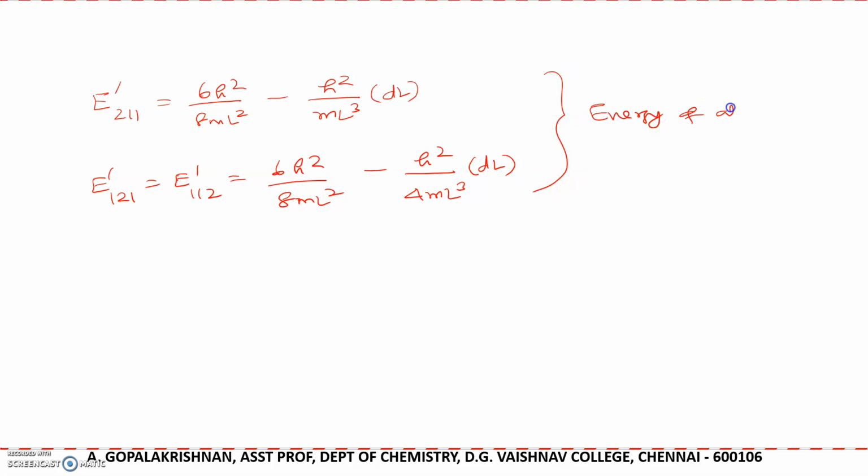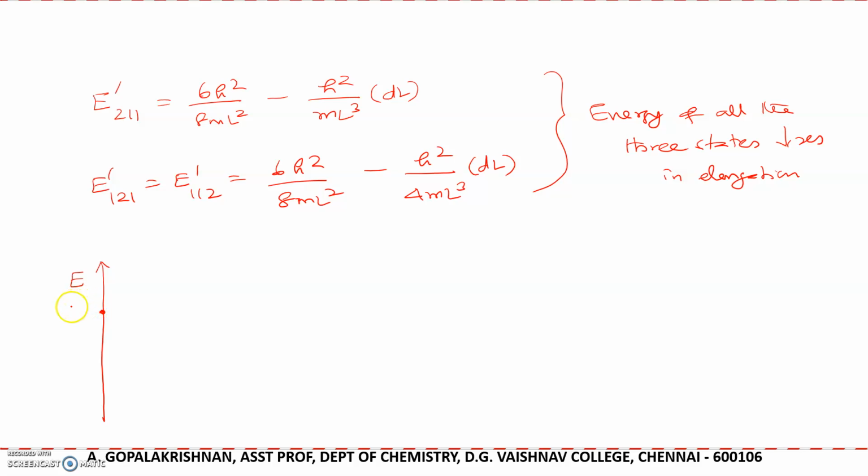Now listen, the energy of the 211 state decreases, and the energy of 121 and 112 also decreases. The energy of all the three states decreases in elongation, no doubt in that. So if you elongate, the energy of the system decreases. If energy decreases, its stability should increase. Now I'll show you how the degeneracy decreases, and how to understand that.